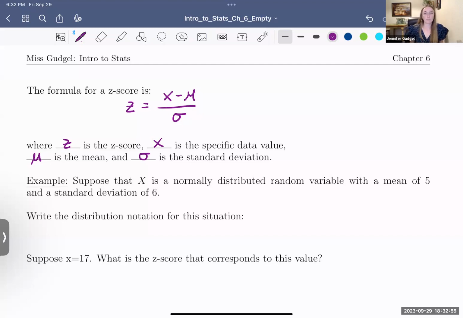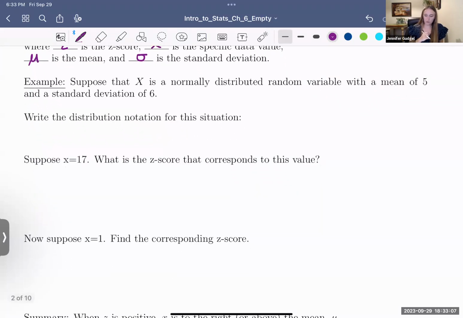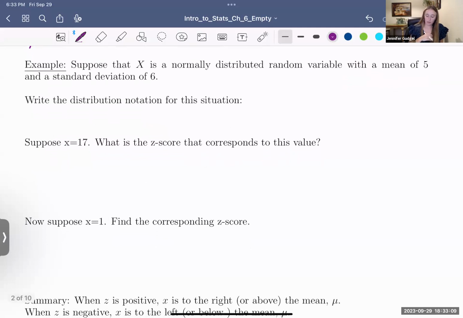So let's look at an example where maybe we're not asked, like the last example, for an exact value that was nice, where we could just draw a number line out and see what the corresponding z-score was. Suppose that X is a normally distributed random variable with a mean of 5 and a standard deviation of 6. Write the distribution notation for this situation.